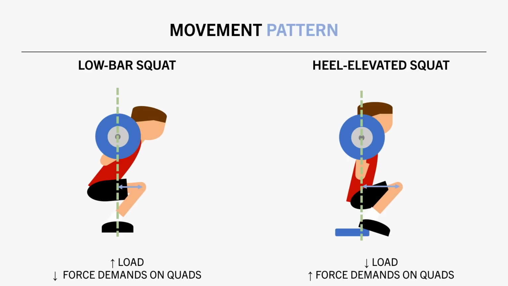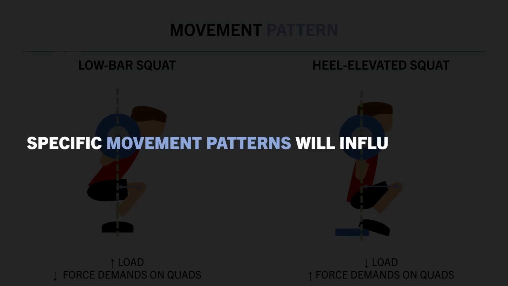So the point is, the specific movement pattern you perform a lift with will influence how much load you can use. Furthermore, the external load is not necessarily indicative of the tension your muscle experiences. The next factor influencing how much load we use is exercise selection.